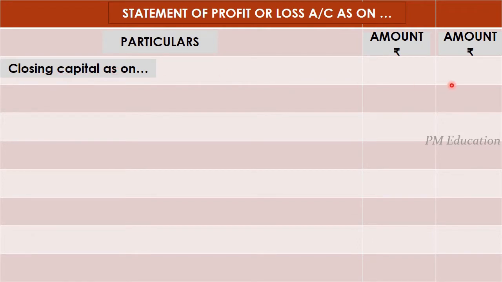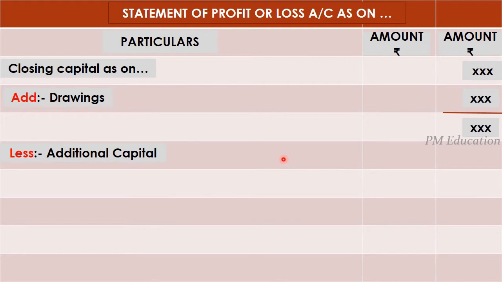The amount should be written in the outer column. Next, add drawings. Drawings is the amount which the owner has taken for his personal use throughout the year. Whatever he has taken for his personal use during the year should be written here, outer column. Then next we have to draw a line here, then add these two amounts, closing capital and drawings. The amount should be written here.